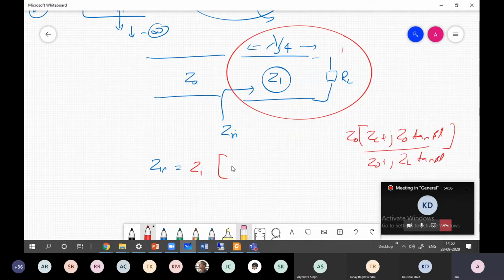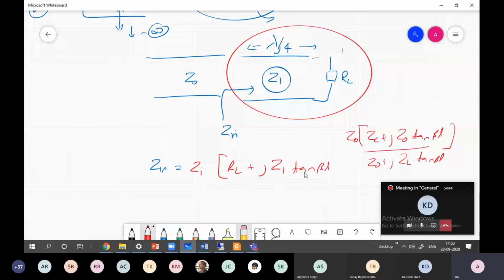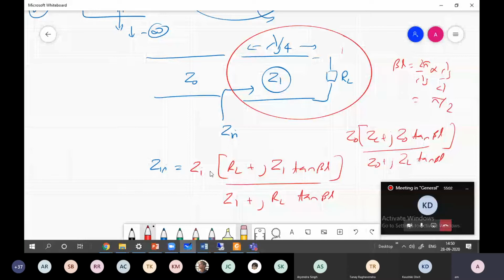Substitute all these things. So ZL is your RL, and jZ naught is again Z1 and tan beta L. tan beta L over Z naught is your Z1 plus jRL tan beta L, and your beta L will be 2 pi by lambda g into lambda g by 4. It comes out to be pi by 2. So that means tan beta L will be infinite.